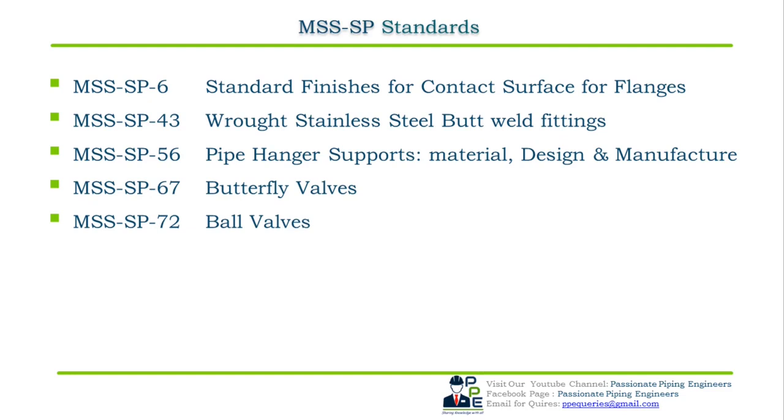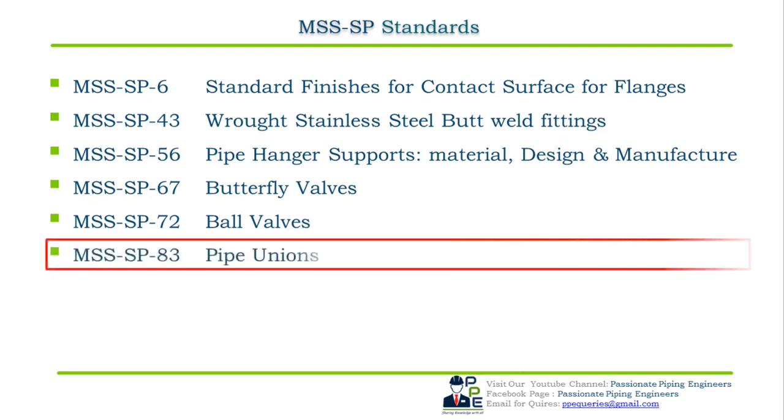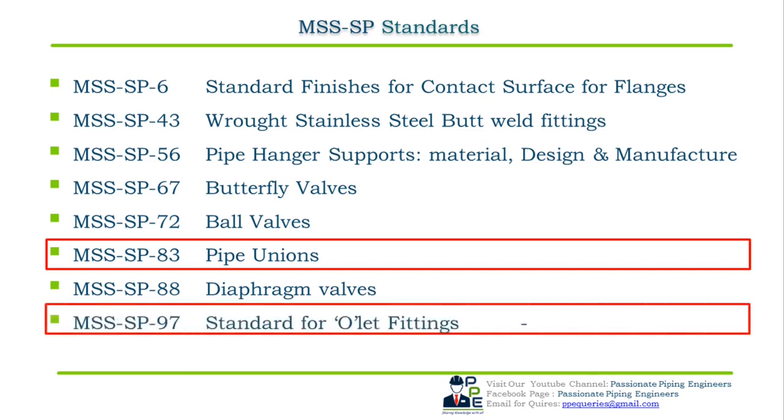MSS SP-72 is for ball valves. MSS SP-83 for pipe unions. MSS SP-88 for diaphragm valves. MSS SP-97 is a standard for olet fittings.